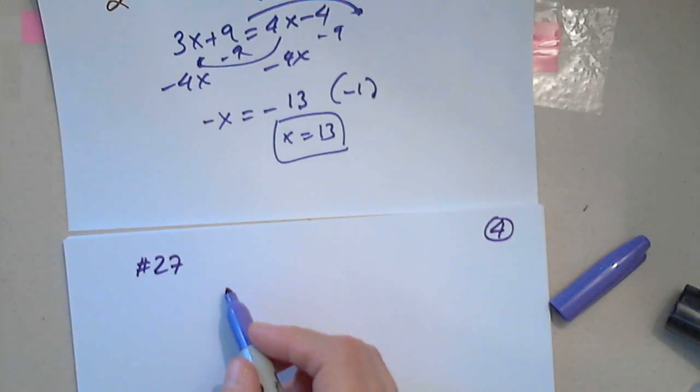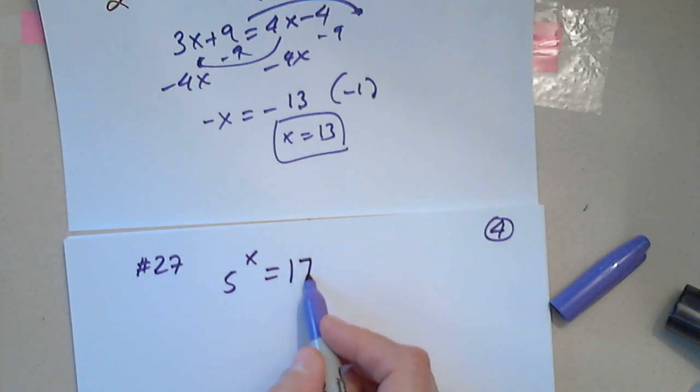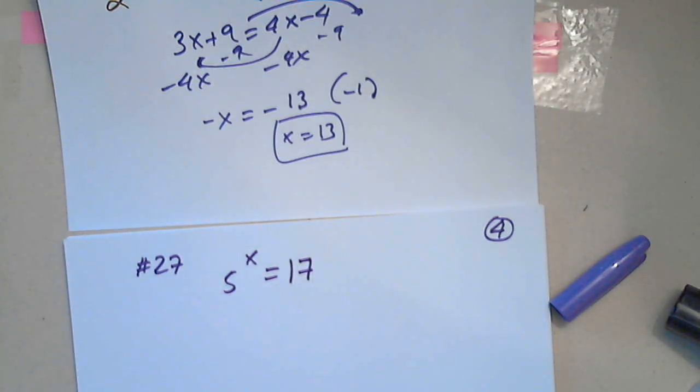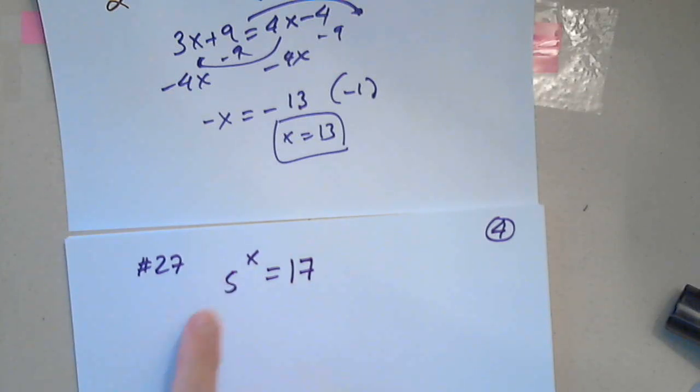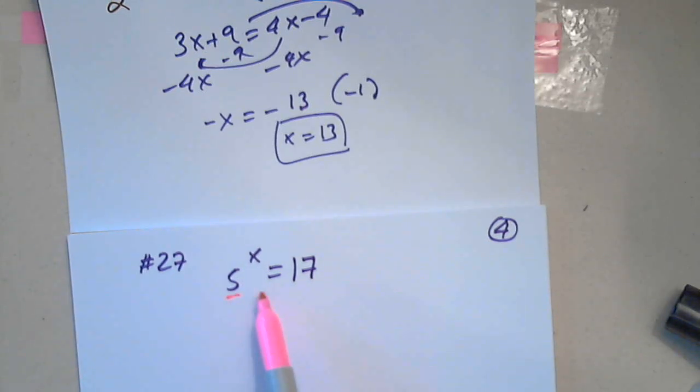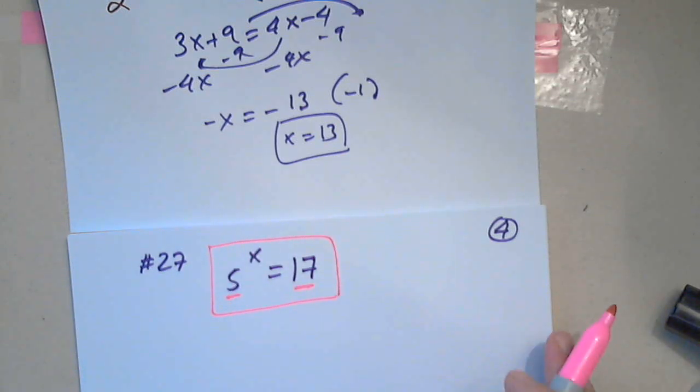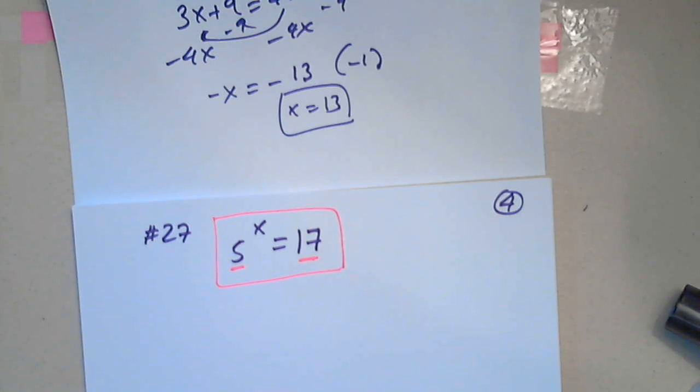In 27, we have 5 raised to the x power equals 17. Obviously, it's an exponential equation. How do I know? The variable is the exponent, so it must be an exponential equation. Okay, then in this case, this is a prime number, this is a prime number. There's no way I can present them with the same base, this or any other. No one can change this into a simpler form. But there is a way of solving for x still.